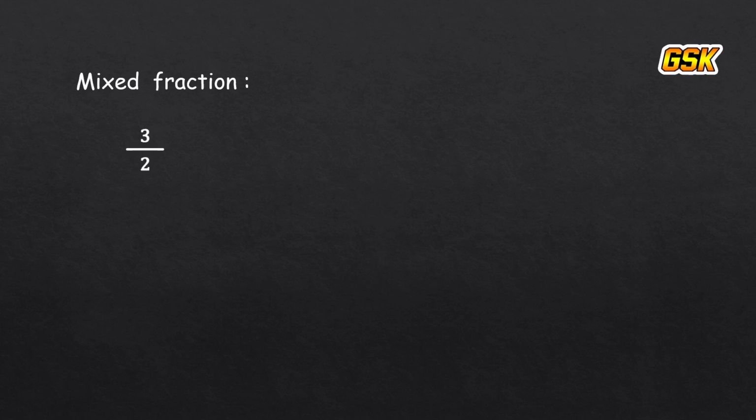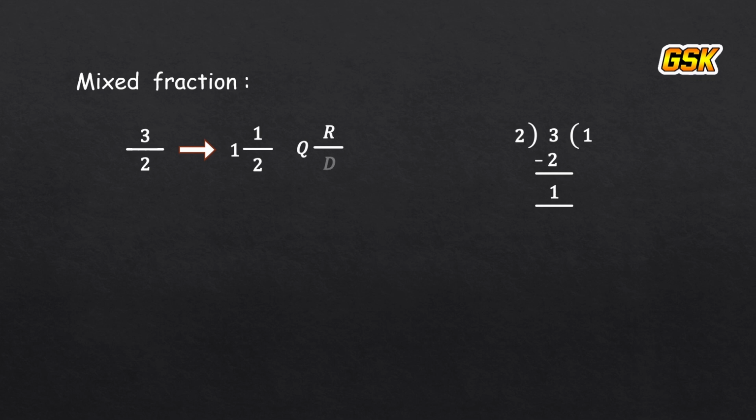Mixed fraction. Now take an improper fraction. We can write this improper fraction in another way by dividing 3 by 2, with 3 as the dividend and 2 as the divisor. Now 2 ones are 2, subtracting, 3 minus 2 is 1, and we can represent this as 1 by 2. That is, quotient, remainder divided by divisor.